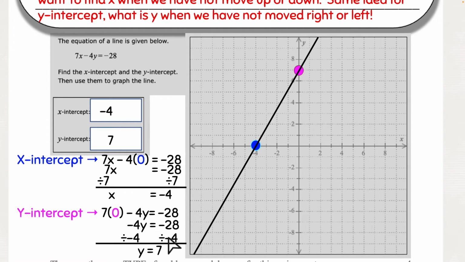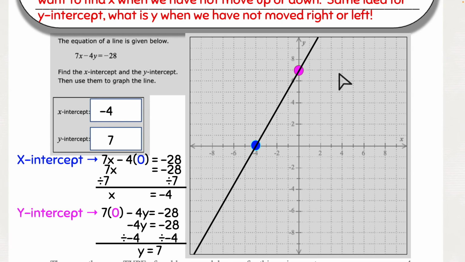And as you can see, it automatically plotted the 7 up here and connected the points. When you're doing this on the platform, you put the 2 points, and then there's a line tool where you click, and it snaps that line for you. So this was x and y intercepts given an equation in standard form. I hope that helped, and I will see you in the next video.